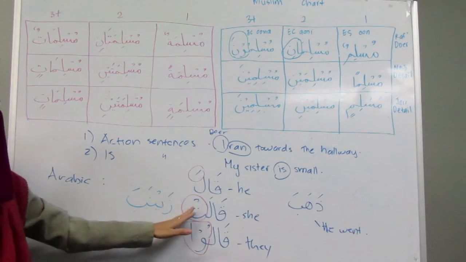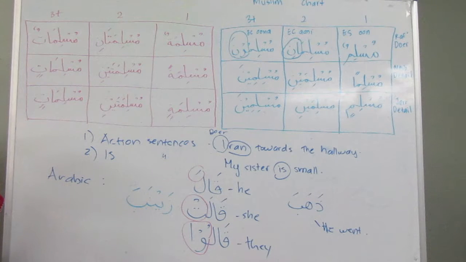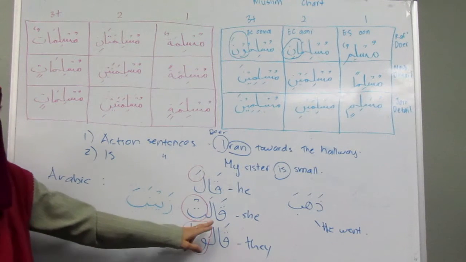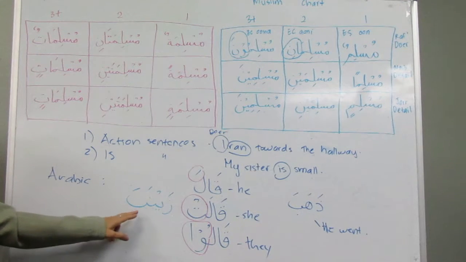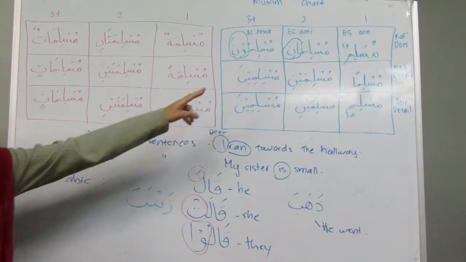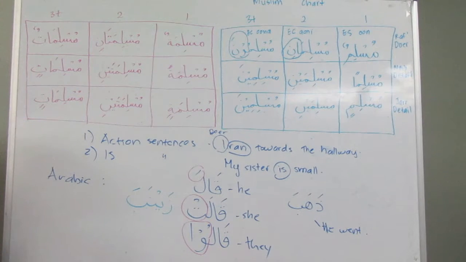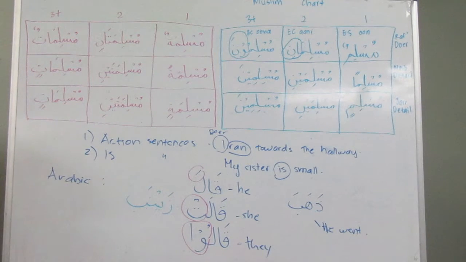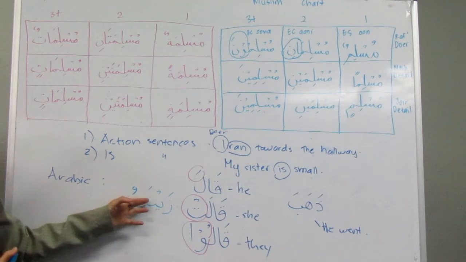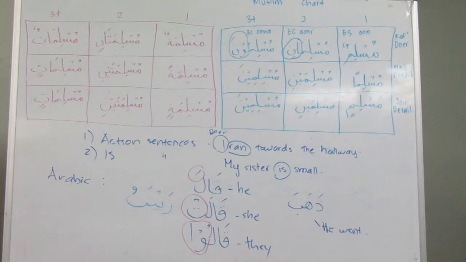Then how would you translate qalat Zainaba? She, detail. Translate that. Qalat, she, Zainab. Zainab said. But how can Zainab say? She's not a doer anymore. She's a detail now. She said Zainab. See, just one haraka change and the whole meaning changed. If I put qalat Zainabu, how would you translate that? Zainab said.